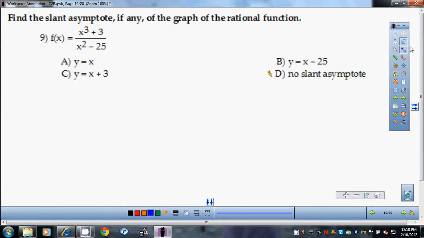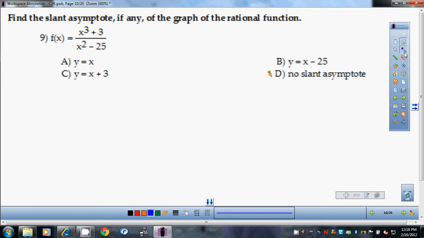Number 9. Slant asymptotes. Don't worry about that little pin symbol. That's not the answer. Promise. Okay. What do I need to do for slant asymptotes? Oh, we didn't do this? Right. Oh, well then I'll just teach you right here.